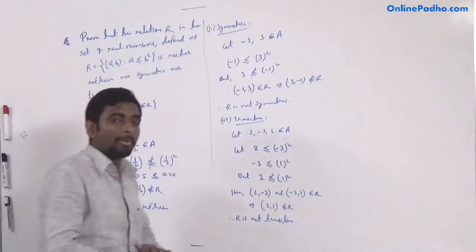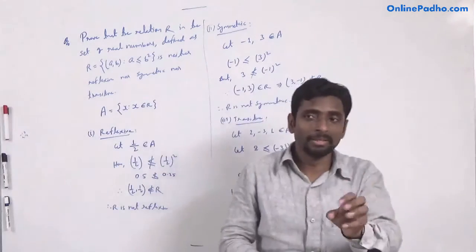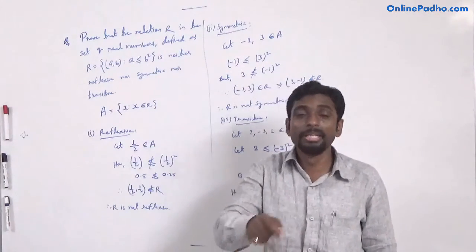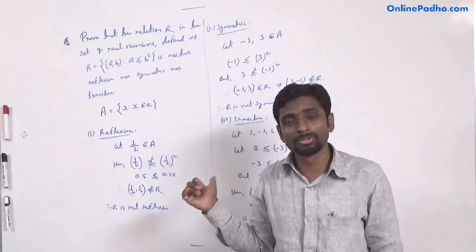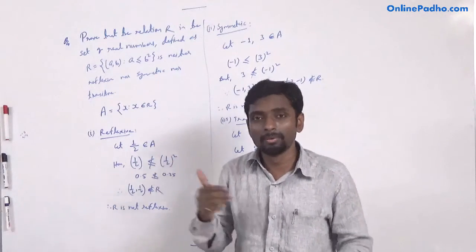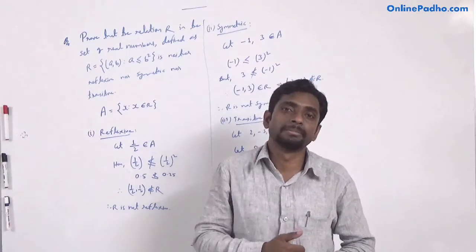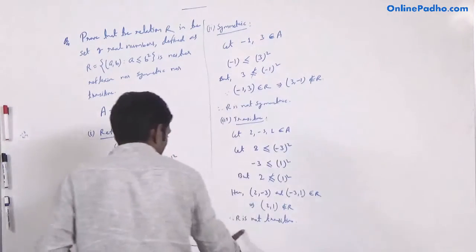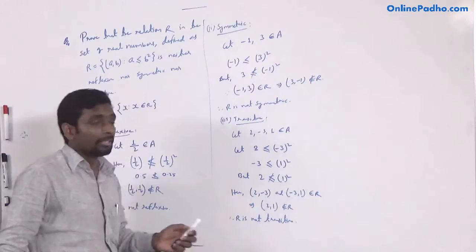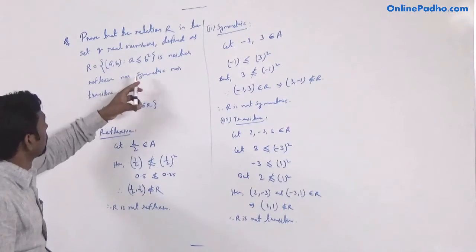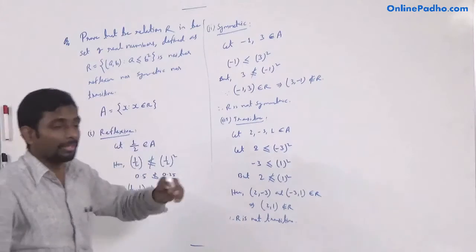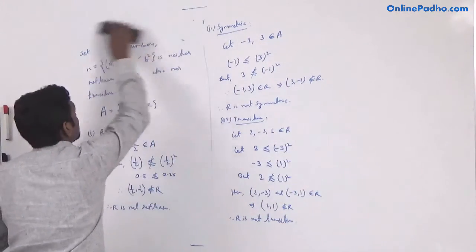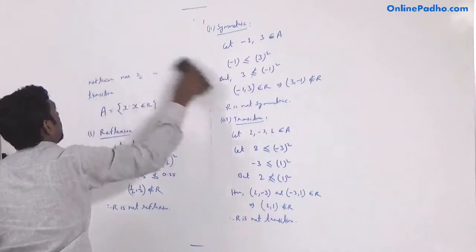These questions are very important from NCERT. A is less than equal to B square, A is less than equal to B cube is also very important. You can solve the question related to inequality in any relation. Right? So finally you have to write, hence R is neither reflexive nor symmetric nor transitive.